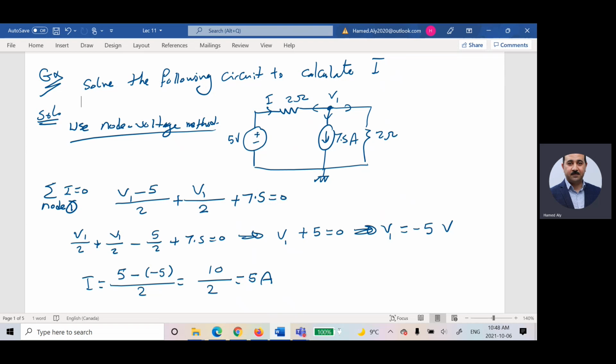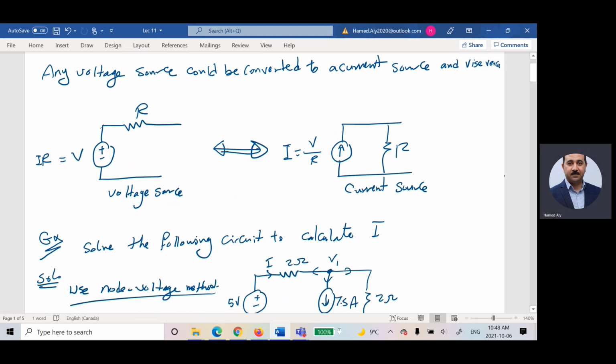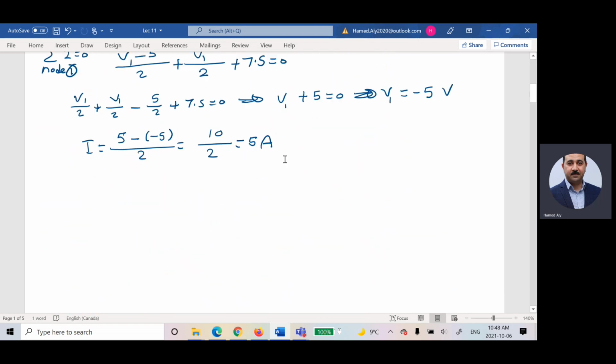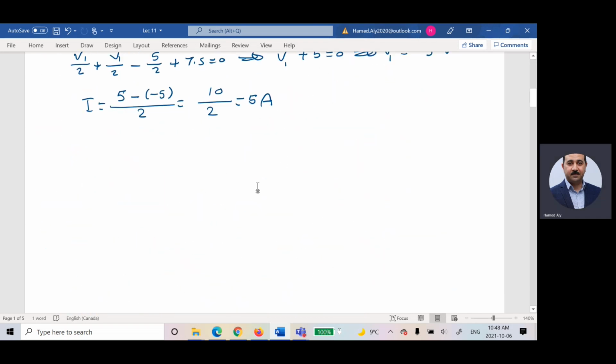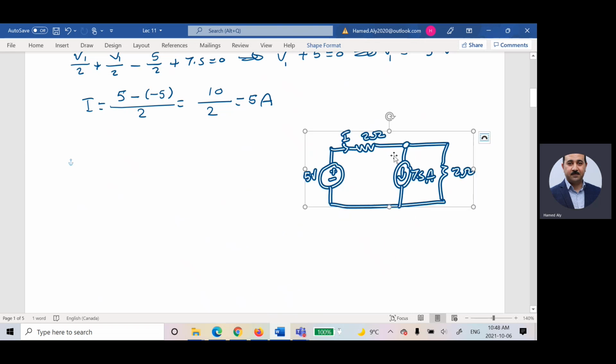Maybe you made a mistake. So let us repeat solving this problem using the new method that we learned a few minutes ago, which is source transformation. So you would like to find I. Let me put this circuit again, and then use another method.